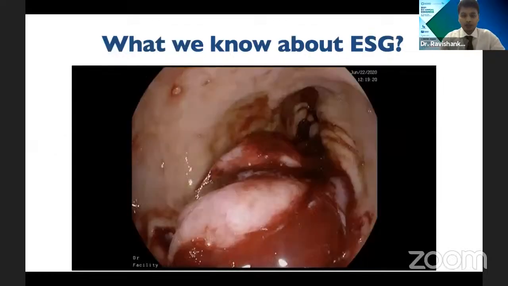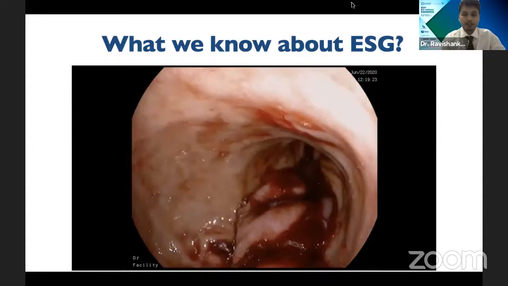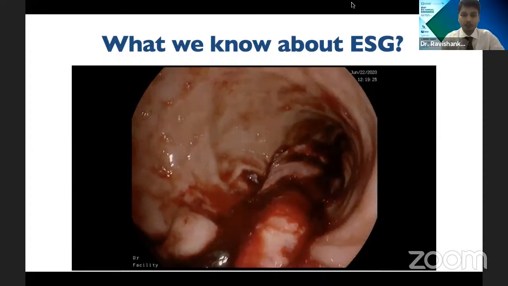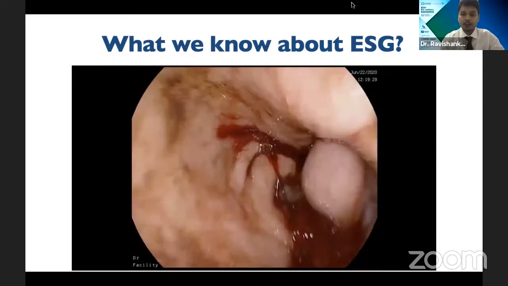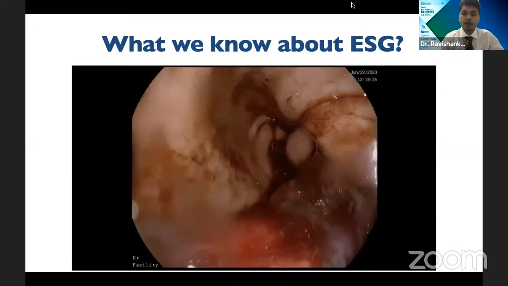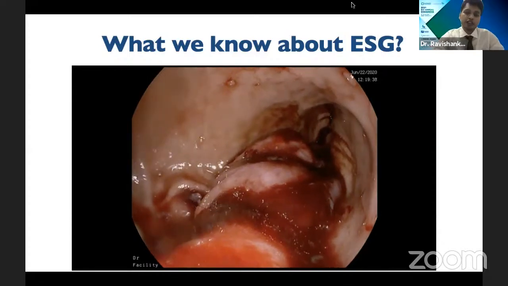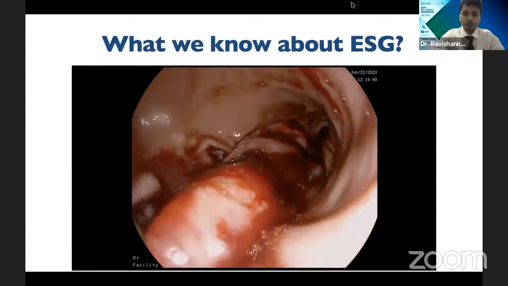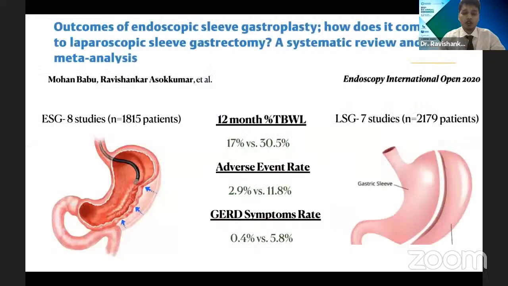So, in the last few years, the technique that has attracted the most attention is endoscopic sleeve gastroplasty. The main reason for its increasing attraction is the ease of the procedure, a good weight loss profile, and a shorter hospital stay. The technique essentially mimics laparoscopic sleeve. It tries to create a tubular stomach, except that it does not involve the fundus. So what do we know so far?